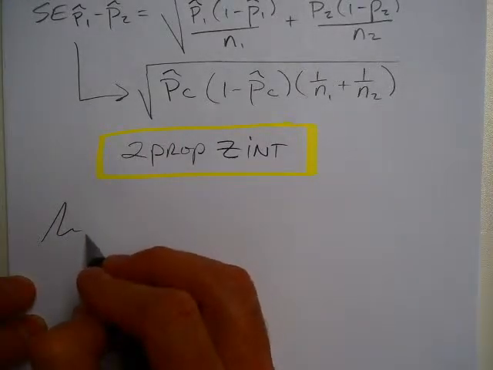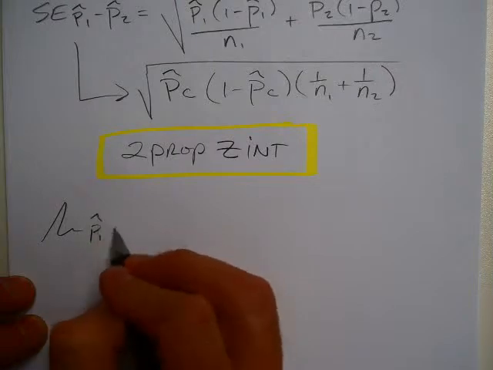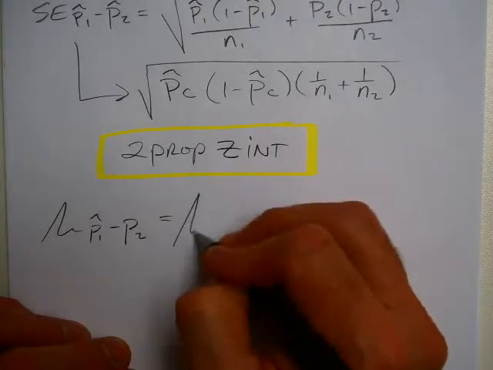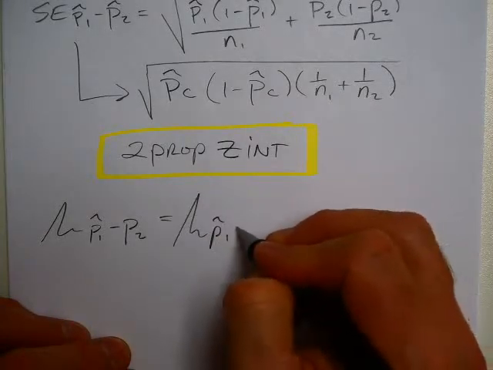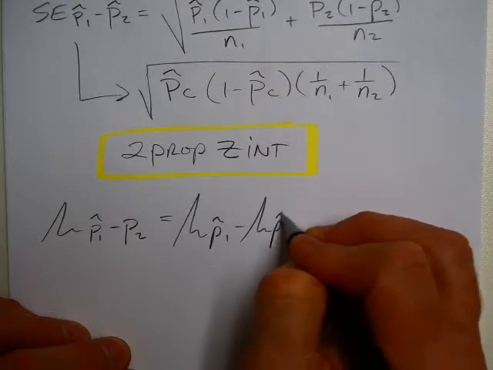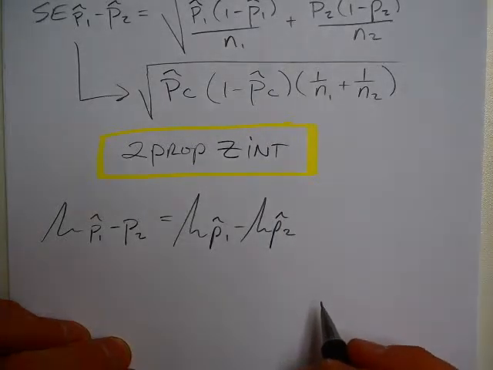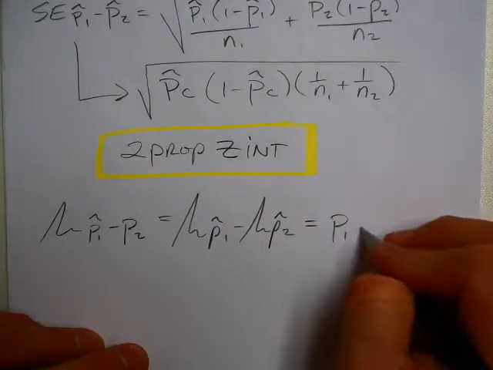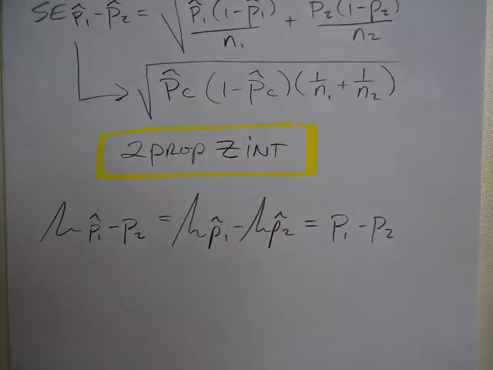The mean difference, P hat 1 minus P hat 2, equals the mu of P hat 1 minus the mu of P hat 2, which also equals just P1 minus P2. So the difference in the population proportions is the same as the difference in the mean of the sample proportions.